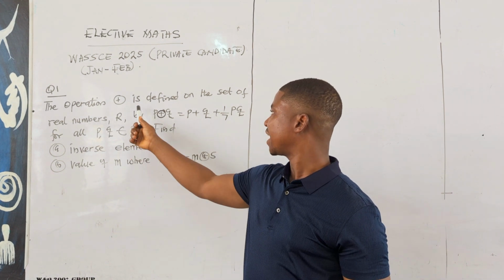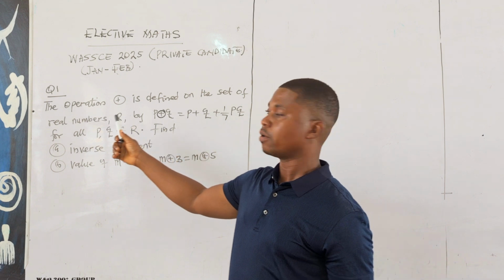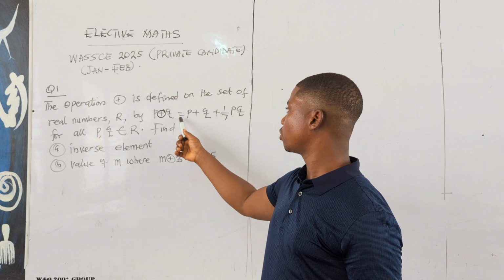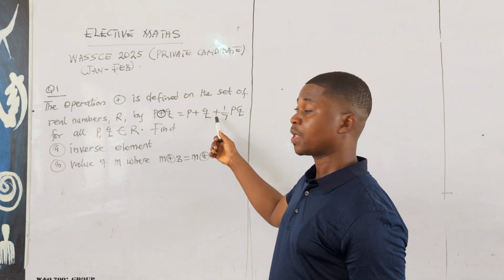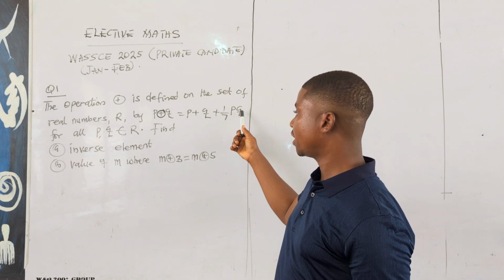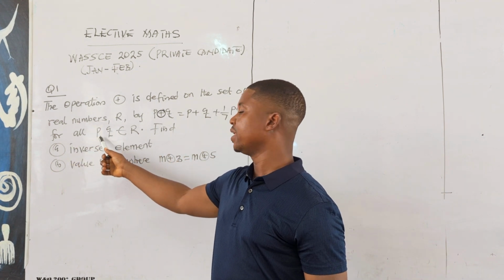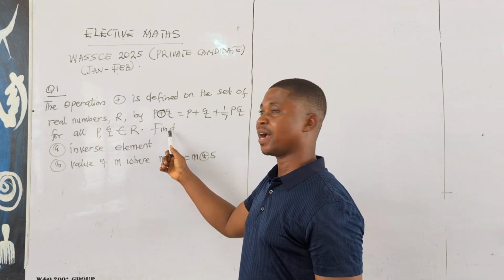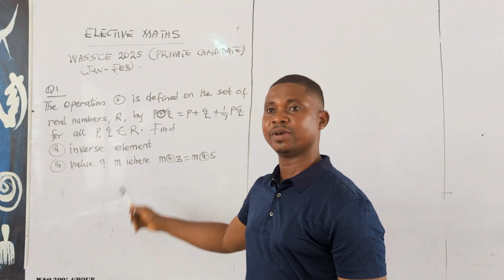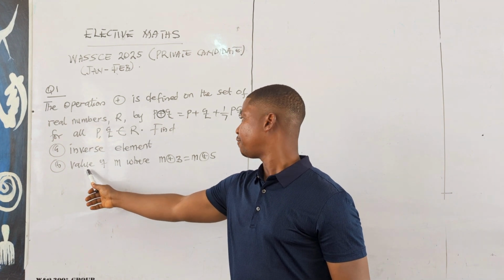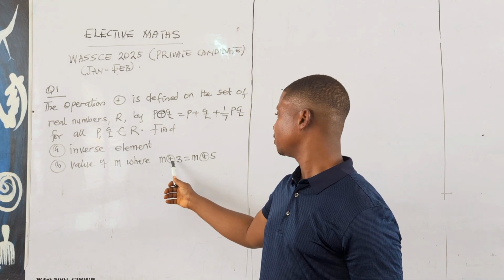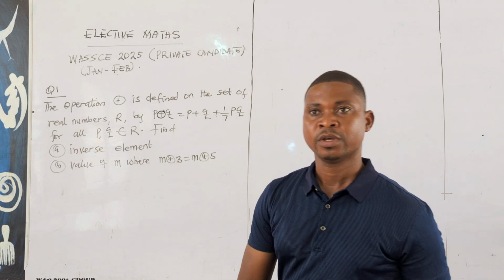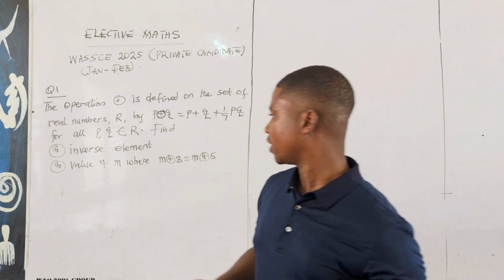The operation * is defined on the set of real numbers R by P * Q = P + Q + 1/7 PQ, for all P, Q being members of R. Find (a) the inverse element, (b) the value of M, where M * 3 = M * 5. So we'll look at the first one.